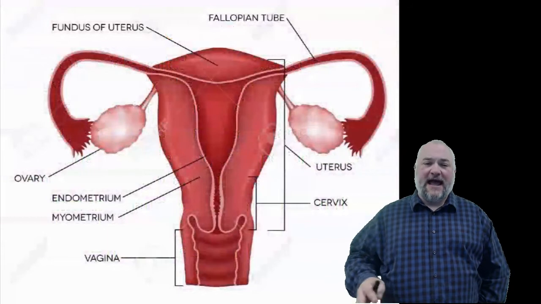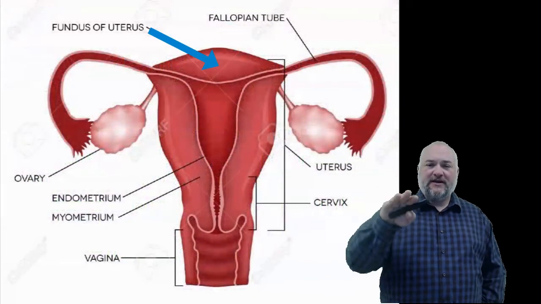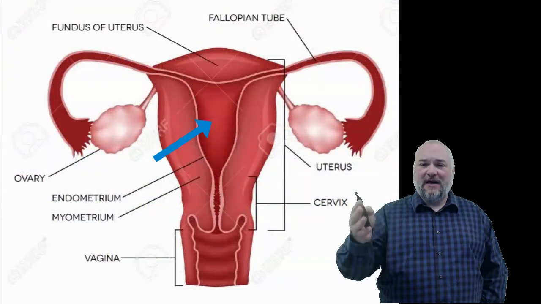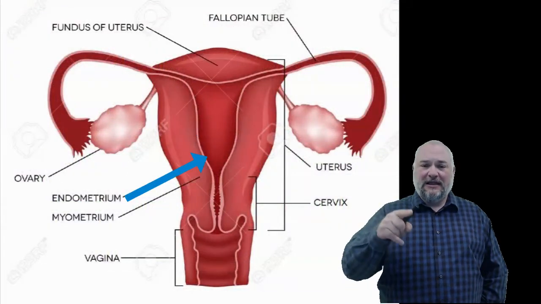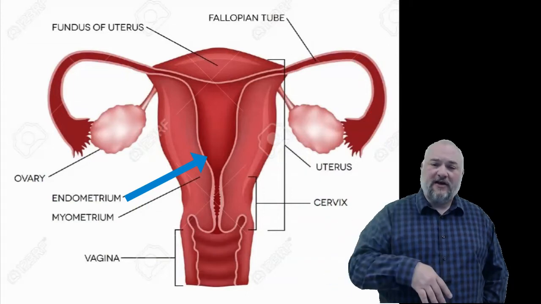All right, so here's a diagram of the uterus. So we already saw the ovary and the uterine tubes coming in. Fundus is up here at the top. Then we got the body of the uterus here. The inner lining of the uterus is called the endometrium. That's the part that grows and sloughs off every month.